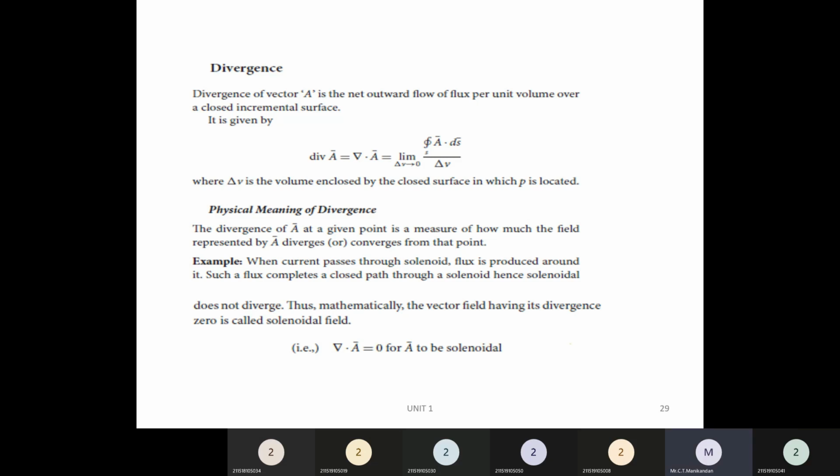For that example, we are given the solenoidal field that I just told you about. In a solenoidal field, all the fluxes will be getting rounded. They will not be diverging. That is what we have as a solenoidal field.